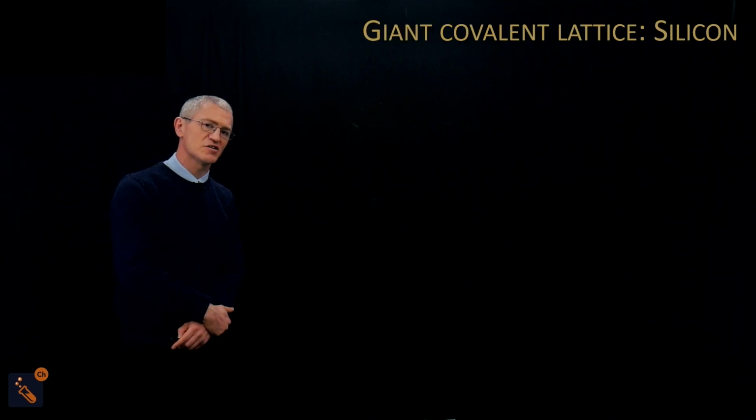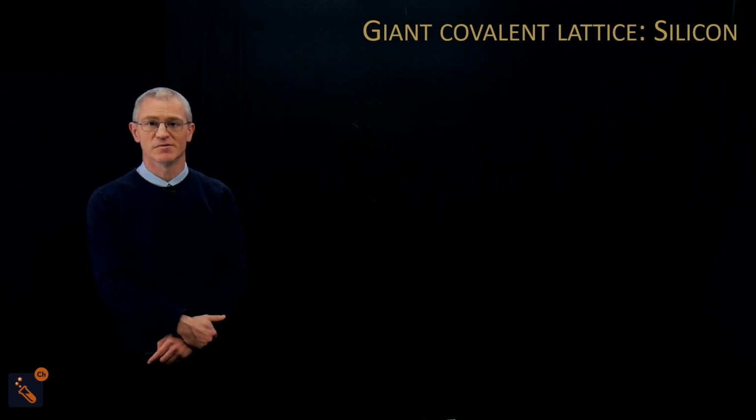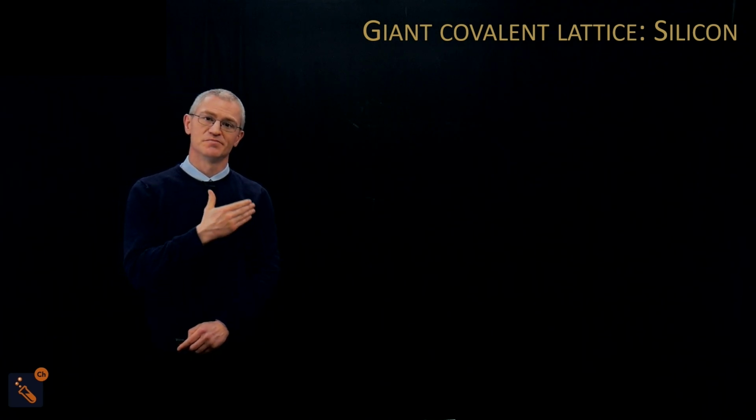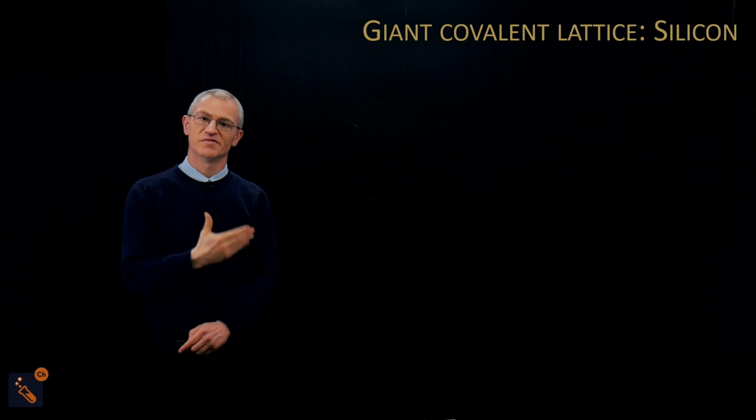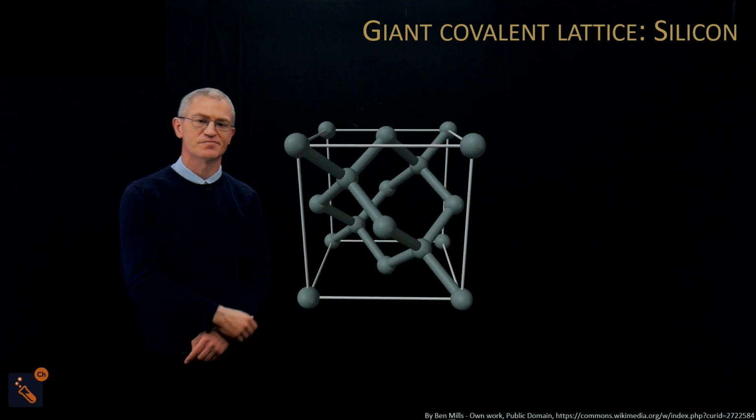Now, another example of a giant covalent lattice is silicon. Silicon has an extremely high melting point. You may not be surprised by this point because all giant covalent substances have strong covalent bonds. So let's look at a model.